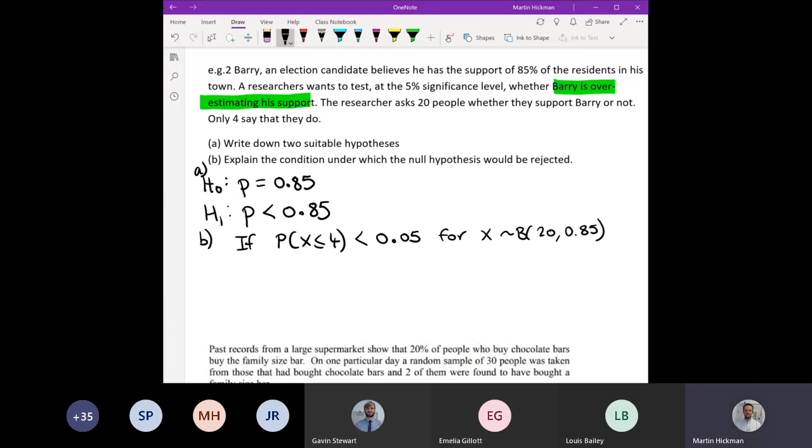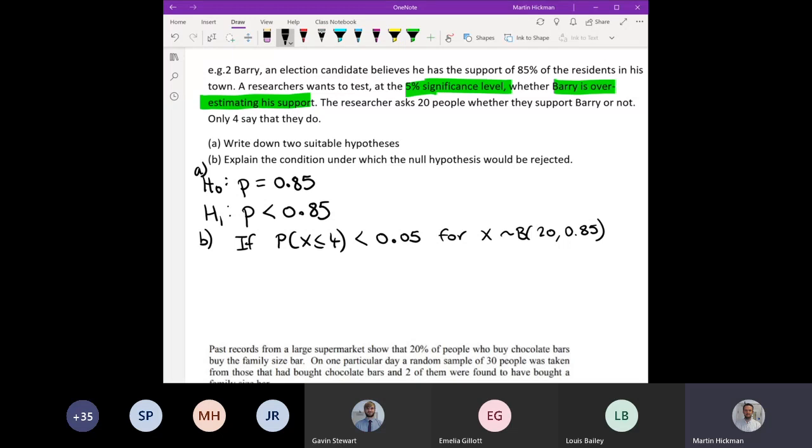So we would reject the null hypothesis. If we work out the probability, assuming the probability is 0.85 as he believes, we'd reject the null hypothesis if the probability of 4 or fewer people supporting him is less than 0.05, our significance level. If you work this out, it's actually a very low probability.